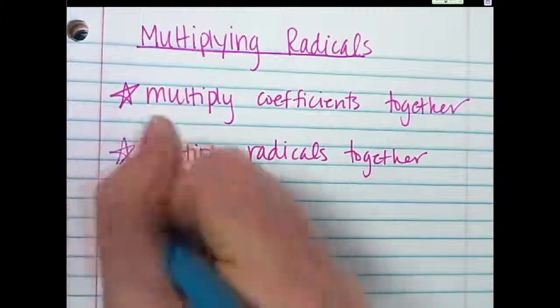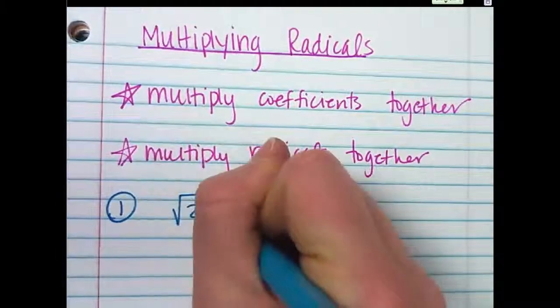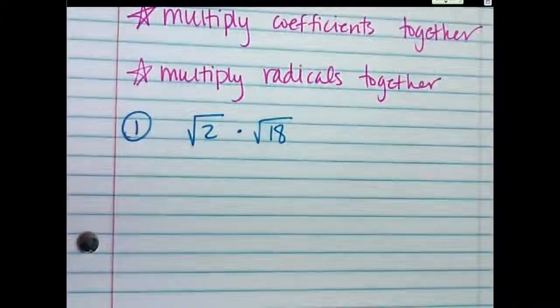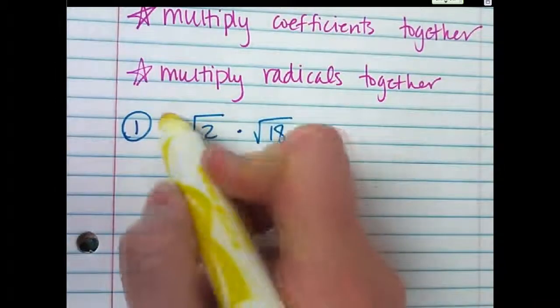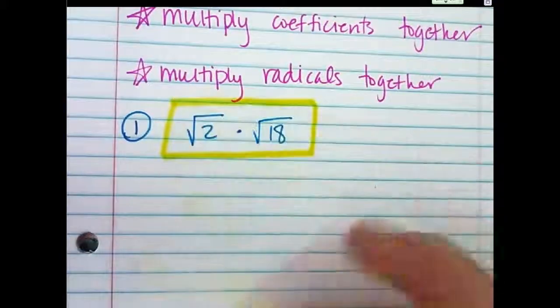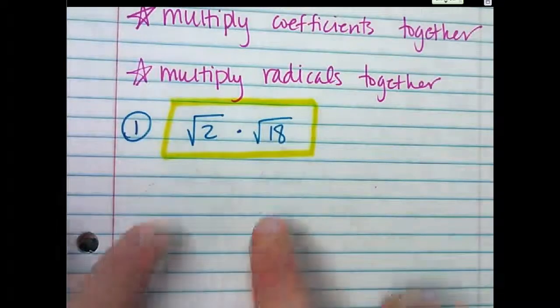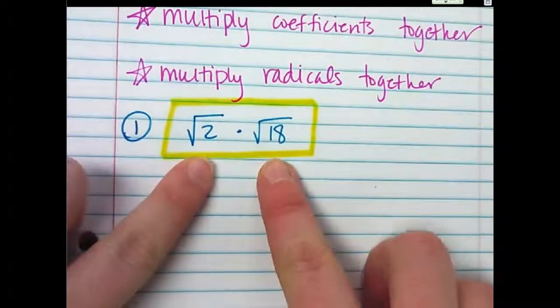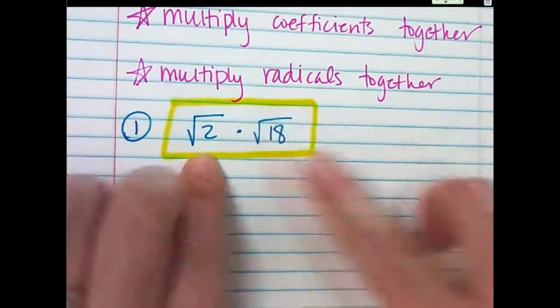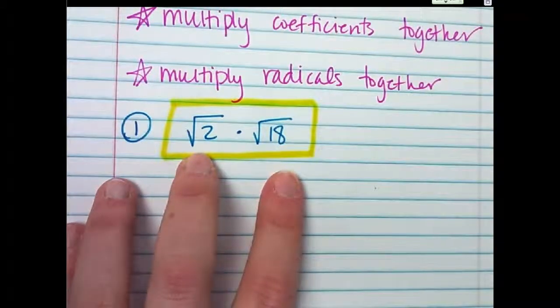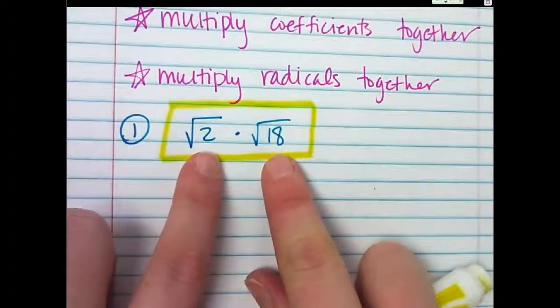Okay, so let's do a couple of examples here. First one, square root 2 times square root 18. When you do these, you can multiply and then simplify, or you can simplify and then multiply. Can you simplify either of those? Yeah, you could do the 18. Now, I don't usually simplify and then multiply because usually you have to then simplify again. So it's like double work. So I'm just going to multiply these together.